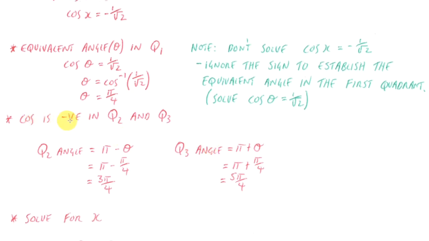We now consider the sign. We want to know where cosine is negative. And it's negative in quadrants 2 and 3.